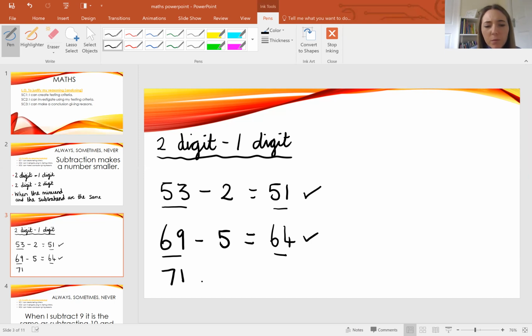So I'm going to start with 71, take away 6. If you wanted to do a pictorial jotting to help you work this out, you could, or an empty number line, that's fine. I'm going to use my mental strategies, and I'm going to know if I take 1 away, I've got 70, and I'm left with 5 more to subtract. So I've got 65. Has that number become smaller? Yes, it has. Okay, let's try our 2 digits, take away 2 digits now.